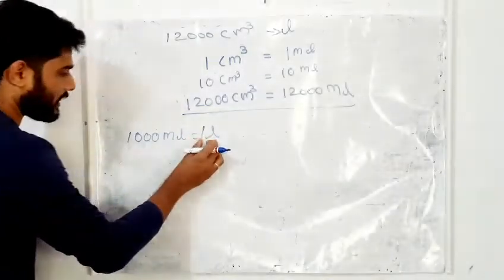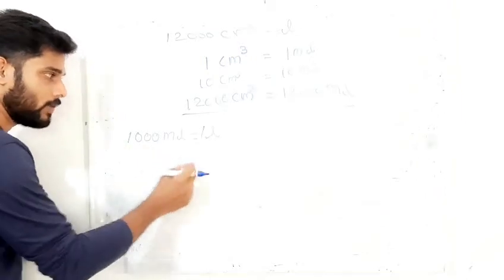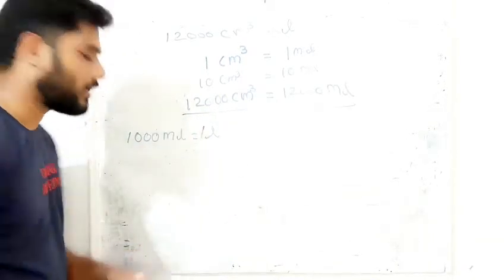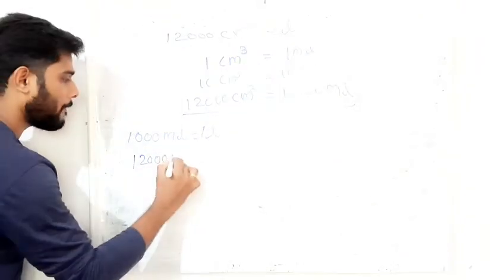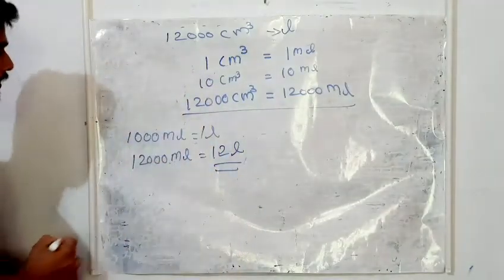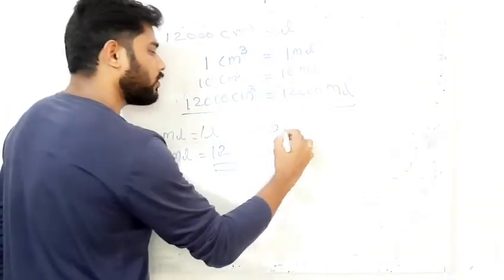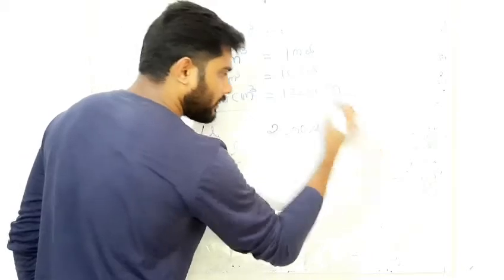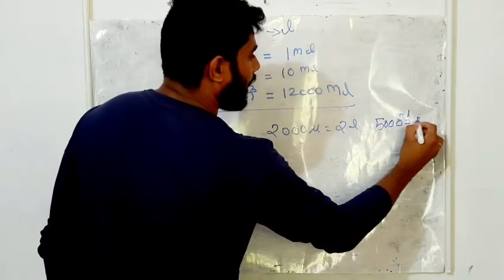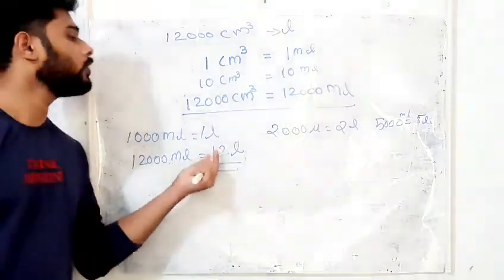So 1 liter is 1000 milliliter. 2000 milliliter, how much? 2 liter. 3000 milliliter, how much? 3 liter. 12,000 milliliter, how much? 12 liter. Clear? 1000 milliliter is 1 liter, then 2000 milliliter, 2 liter. Understood? 5000 milliliter, 5 liter. Clear?